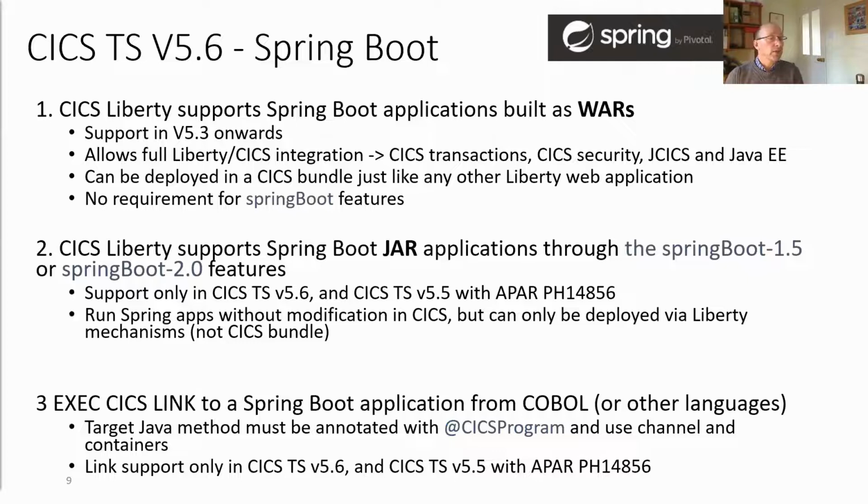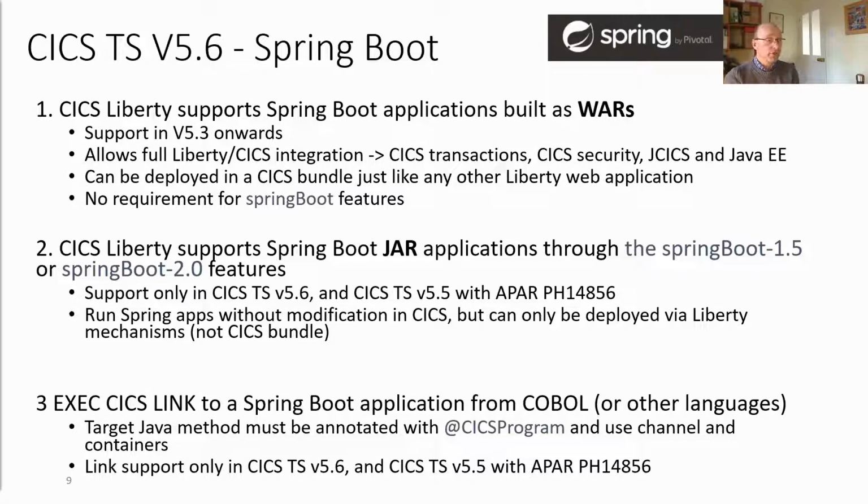So there are three principal ways of using Spring Boot in Liberty in CICS. The golden path, the most popular way, is probably Spring Boot applications built as a WAR, as a web archive. They're supported in 5.3 onwards, and these web archives are like regular web archives. We support full Liberty and CICS integration. That means you get CICS transactions, security, JCICS, and the full Java EE features available, and they can be deployed in a CICS bundle. You don't need to use the Spring Boot feature.